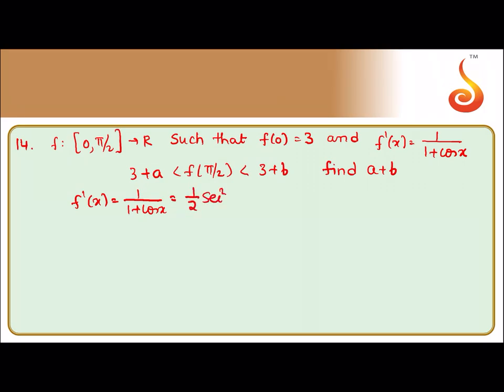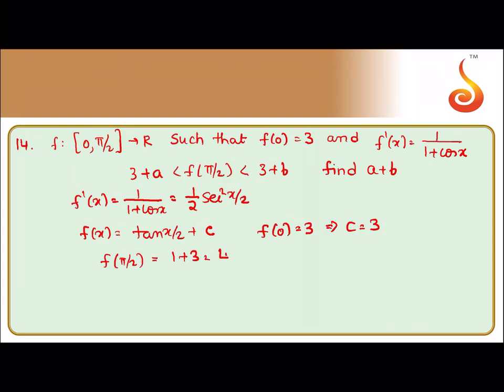f dash x is given to us, which is equal to 1 by 1 plus cos x, which can also be written as 1 by 2 secant square x by 2. So what is f of x then if we integrate both sides? f of x, you get it as tan x by 2 plus c. Now f of 0 equal to 3, so it implies c equal to 3. So we get f of pi by 2 will give you tan pi by 4 plus 3, which is equal to 4.